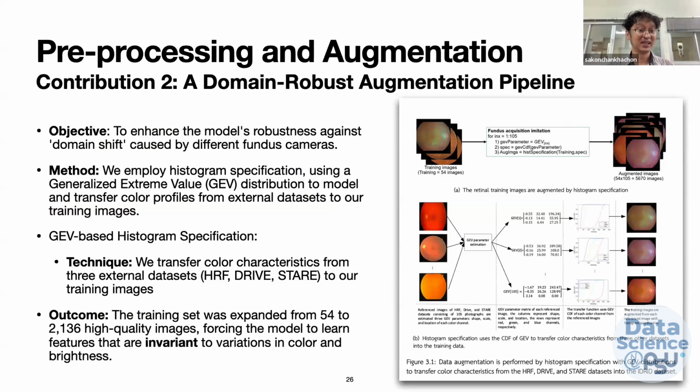Our second contribution is a domain-robust augmentation pipeline to handle images captured by different fundus cameras. We use a technique called histogram specification. We model the color profiles from external datasets using a generalized extreme value distribution, then transfer these RGB distribution profiles to our training images. This expanded our training set from 54 to over 2,000 high-quality images and forced the model to learn features that are invariant to color and brightness variations.